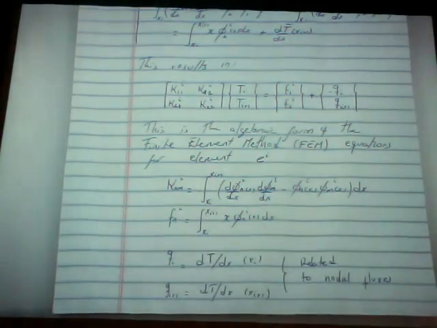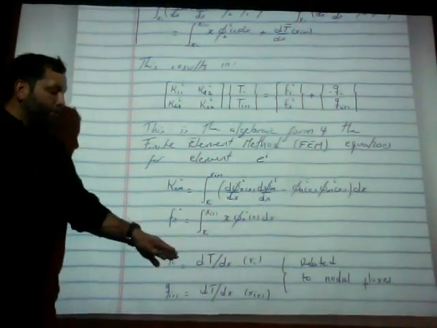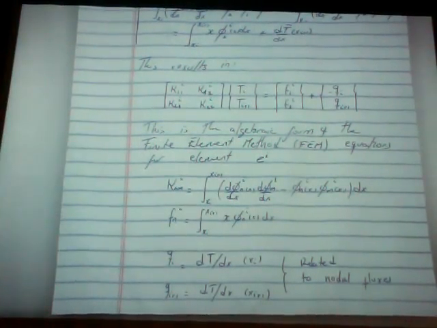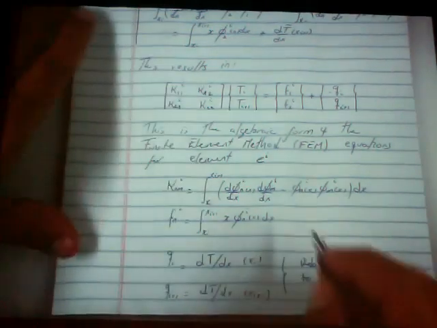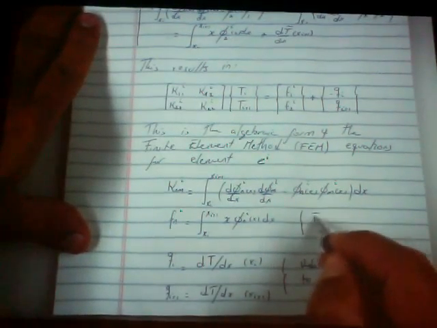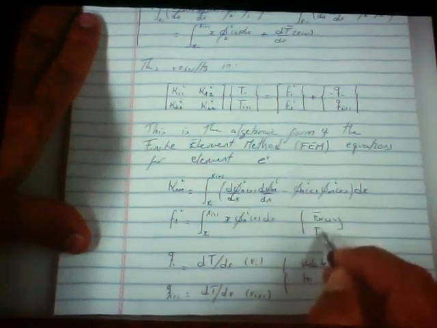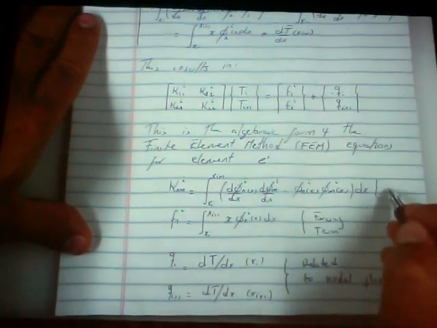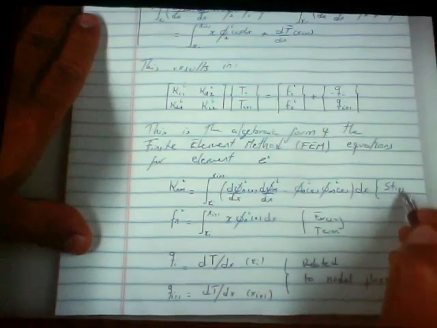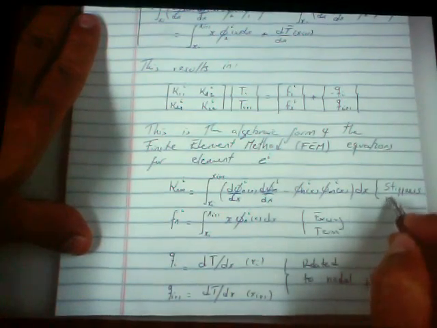And remember that the flux is not just simply dT/dx. There's usually a minus K in front, but it's related. That's why I say it's related, not directly to fluxes. This is the forcing term, and this is the stiffness matrix.